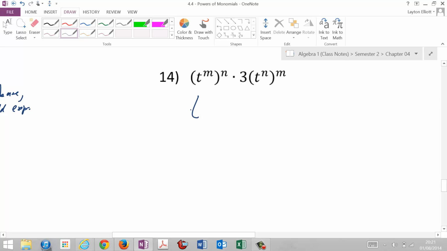Raise t to the m times n times a 3, and then times a t to the m times n, or actually nm. But remember, nm is the same as mn. So the 3 is going to chill out in front. Can't really do much with that. But this and this, they can add: multiply base, add exponents. That same rule from over there. So I have t to the 2mn, because when I add mn plus mn, I get 2mn.